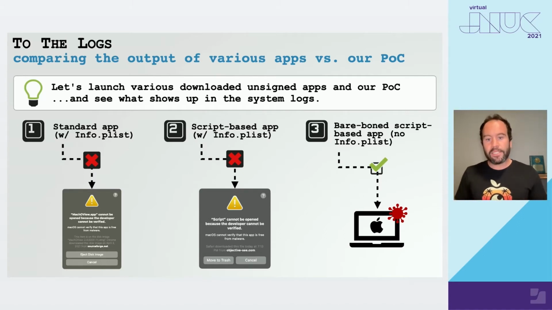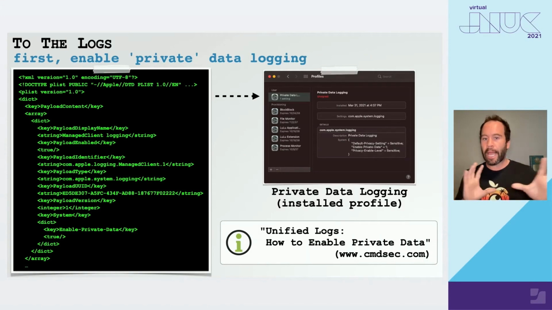I then ran a script-based application that still had this info.plist file, and it was also blocked. Then I ran the proof of concept, which is this bare-boned application missing the info.plist file, and it has a script, and that one was run. So again, the idea is let's run all three of these and look at where the log messages diverge. First, though, we need to talk about enabling private logging.